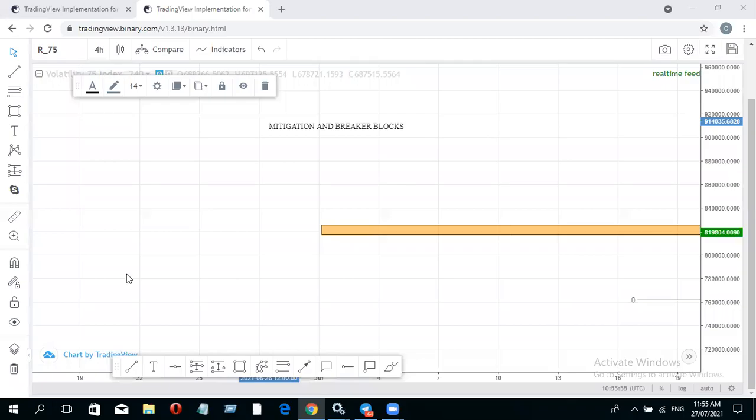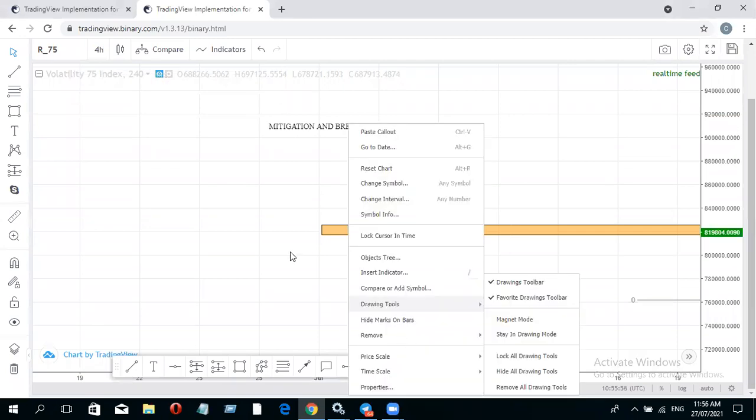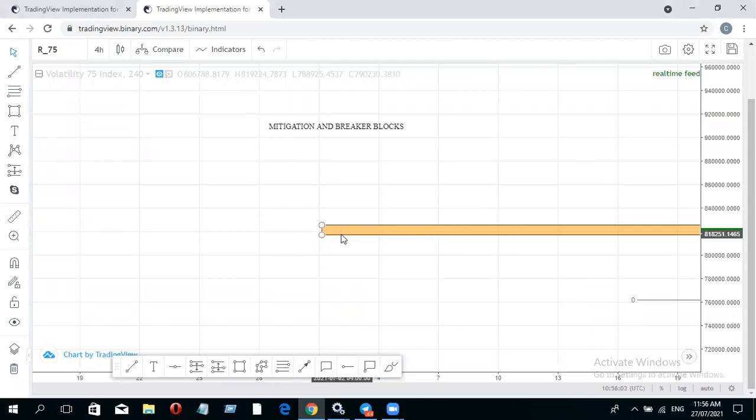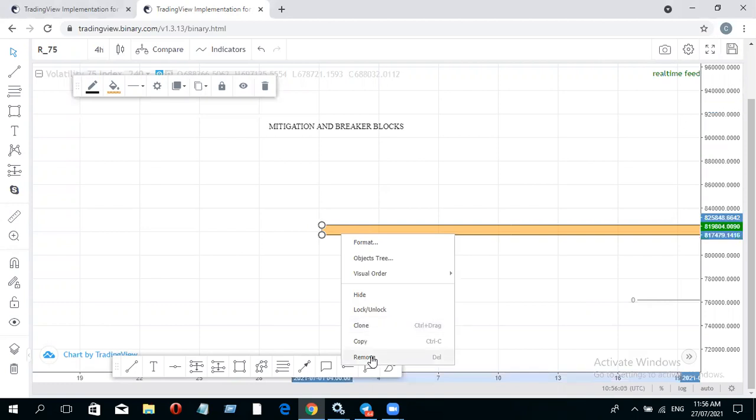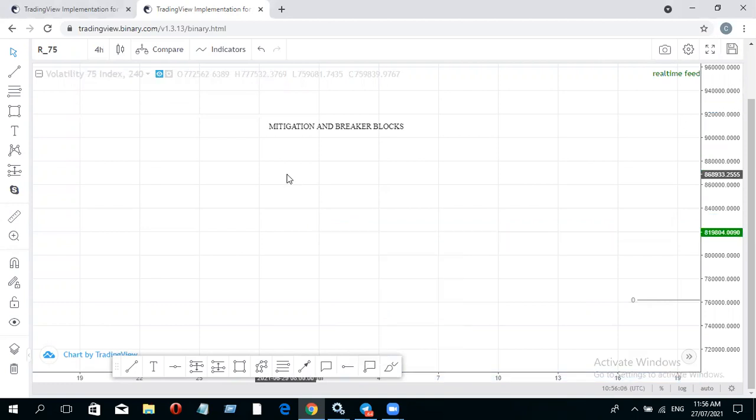Hi, fam. Today we'll be talking about what we call the mitigation and breaker blocks. In our previous video, we talked about some other blocks, the different kinds of other blocks and how to treat them. So today we'll be talking about mitigation and breaker blocks. These are advanced concepts, and it will really help your trading journey if you can add these two things to your arsenal.